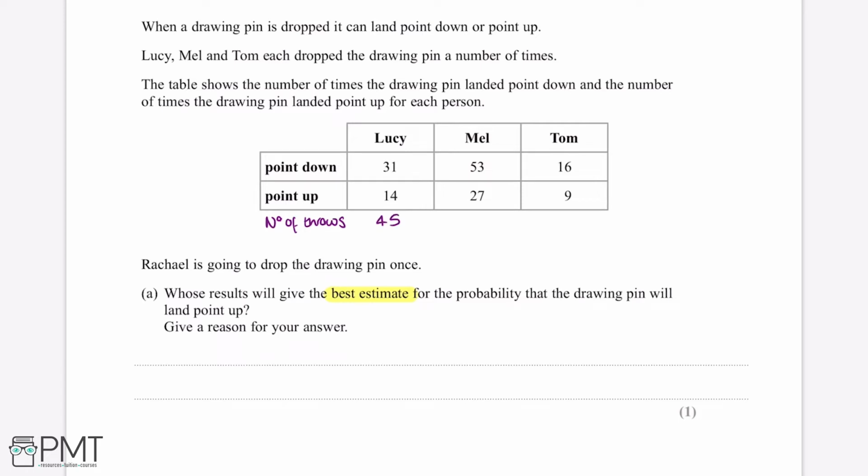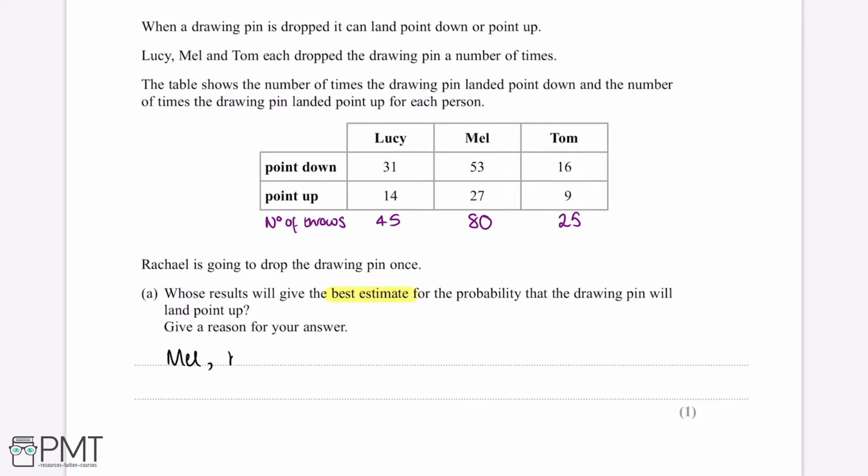Next we can move on to Mel. The pin landed point down 53 times and the pin landed point up 27 times. So this means she had 80 throws in total. And finally, for Tom, the pin landed point down 16 times and point up 9 times. So Tom threw the pin 25 times. So therefore, Mel will give us the best estimate for the probability because Mel threw the pin the most number of times. So we can write this as our answer.